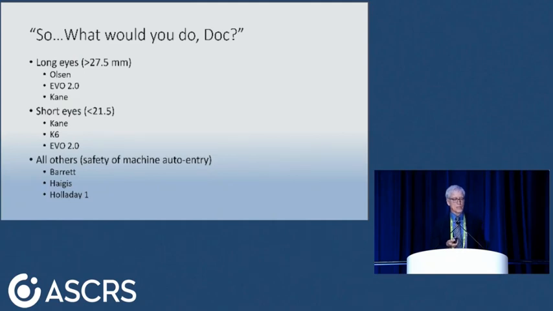And on everything else, I would use whatever's on my machine. And the reason I would stick with what's on the machine is that there's safety when the machine enters the data and a lot less safety when I'm entering it. So for the majority of the eyes, if your machine has Barrett, use it. Otherwise, Hill-RBF or Holladay 1.